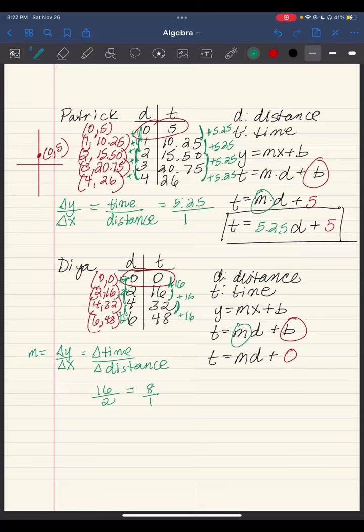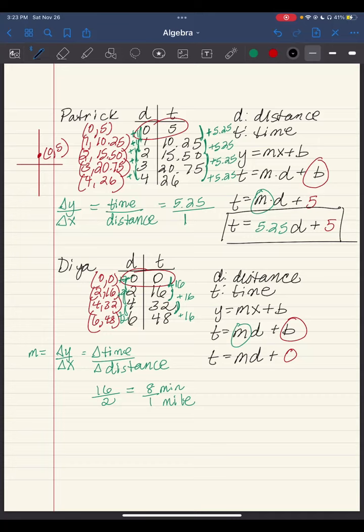So Dia is not running 16-minute miles. Dia is running 8-minute miles because this is a unit rate. So when there's a 1 in the bottom, it's nice and easy to see what's happening with her pace. It's 8 minutes per 1 mile. And we like unit rates because they're easy to compare. So we end up getting something that looks like this.